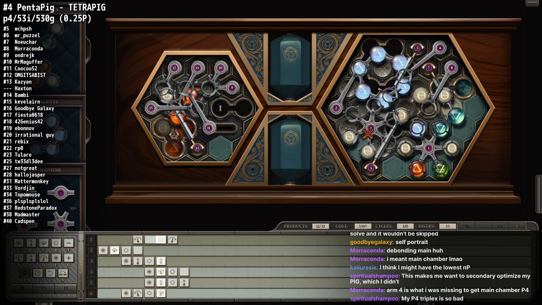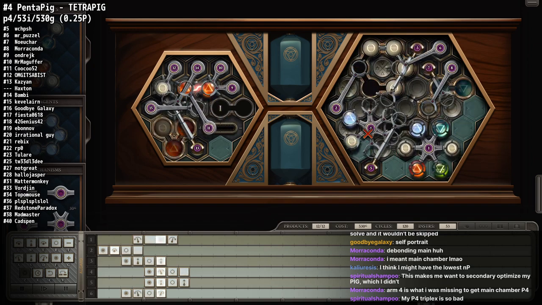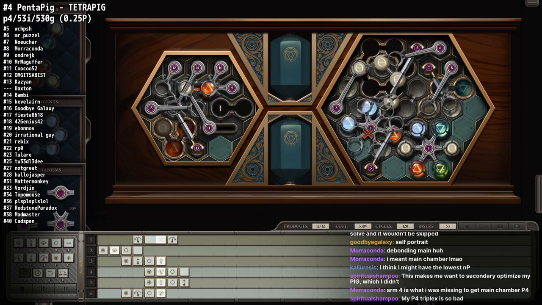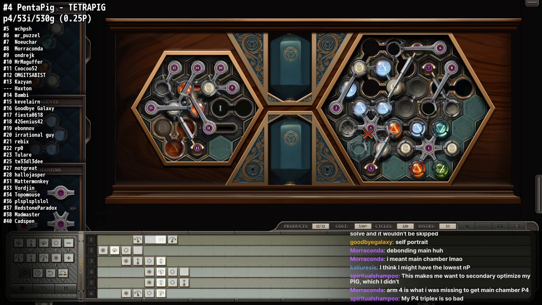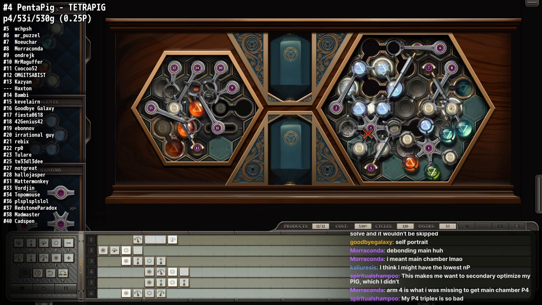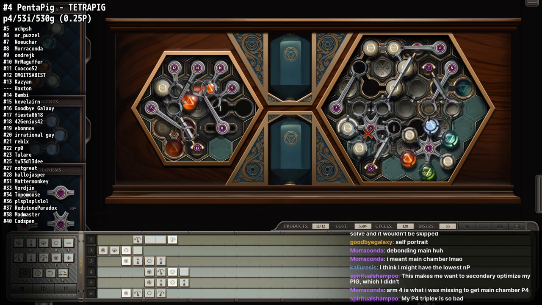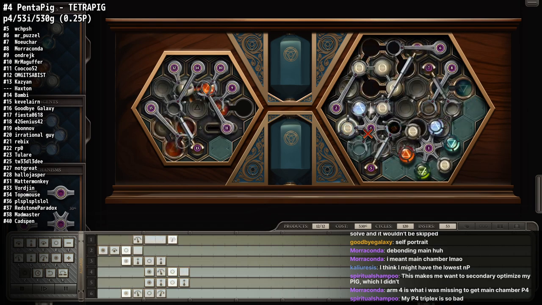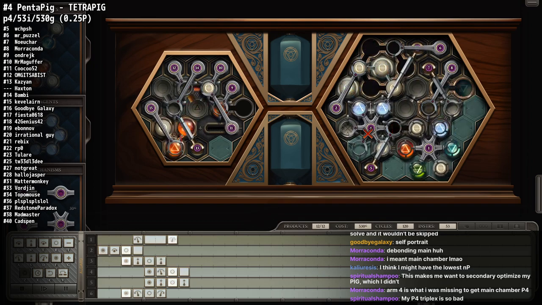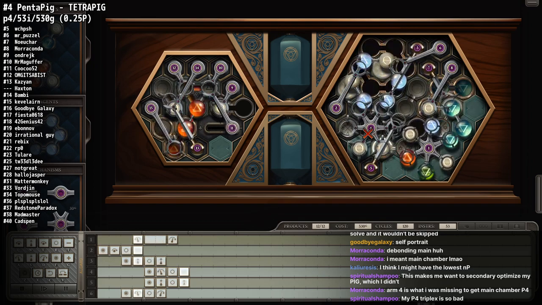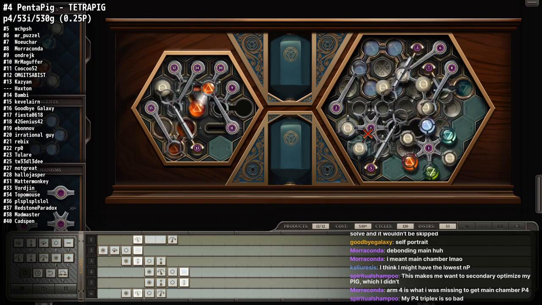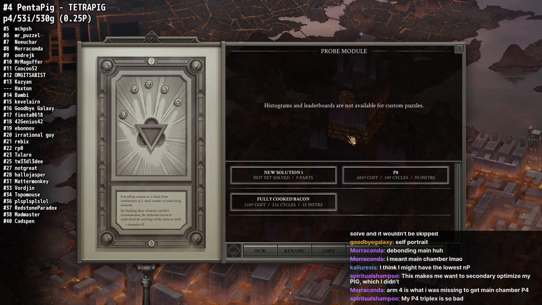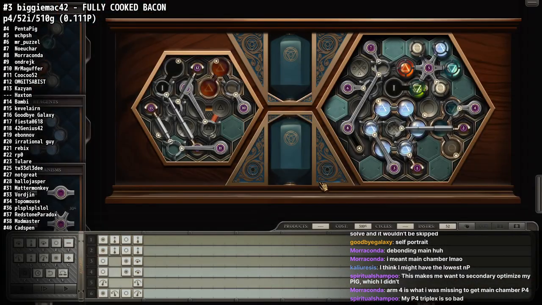So it's between Biggie, Calyuresis, and Spiritual Shampoo. Okay. So yeah, all three of these people are performing very well. I'm curious about their cycles. They have kept their position during production week. So was it 54i? Pentapig is at 53i. Now at 52i, we have Biggie Mac 42 with fully cooked bacon.